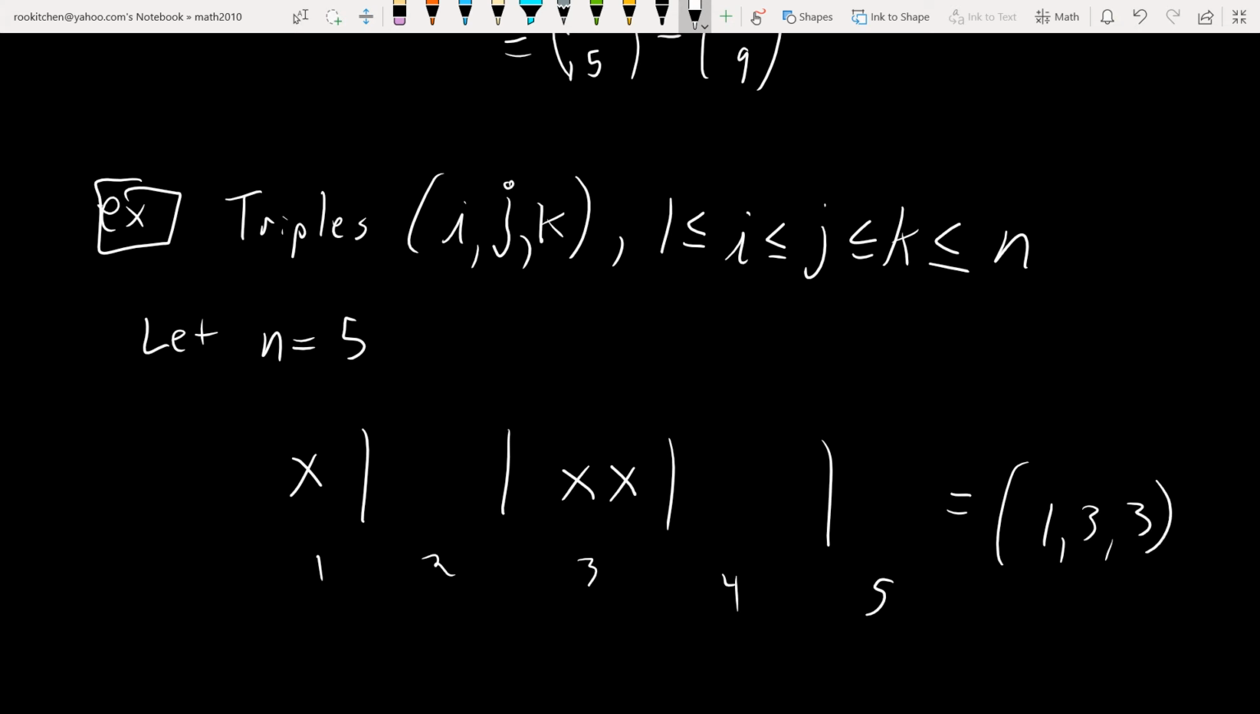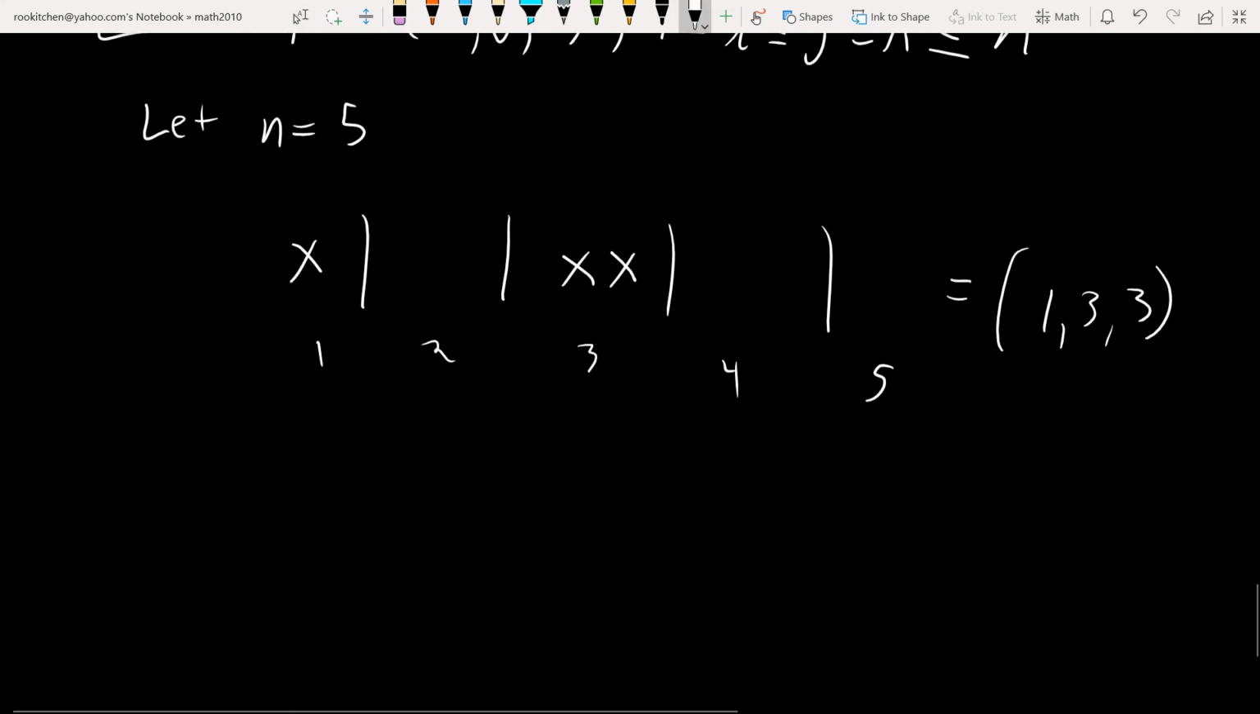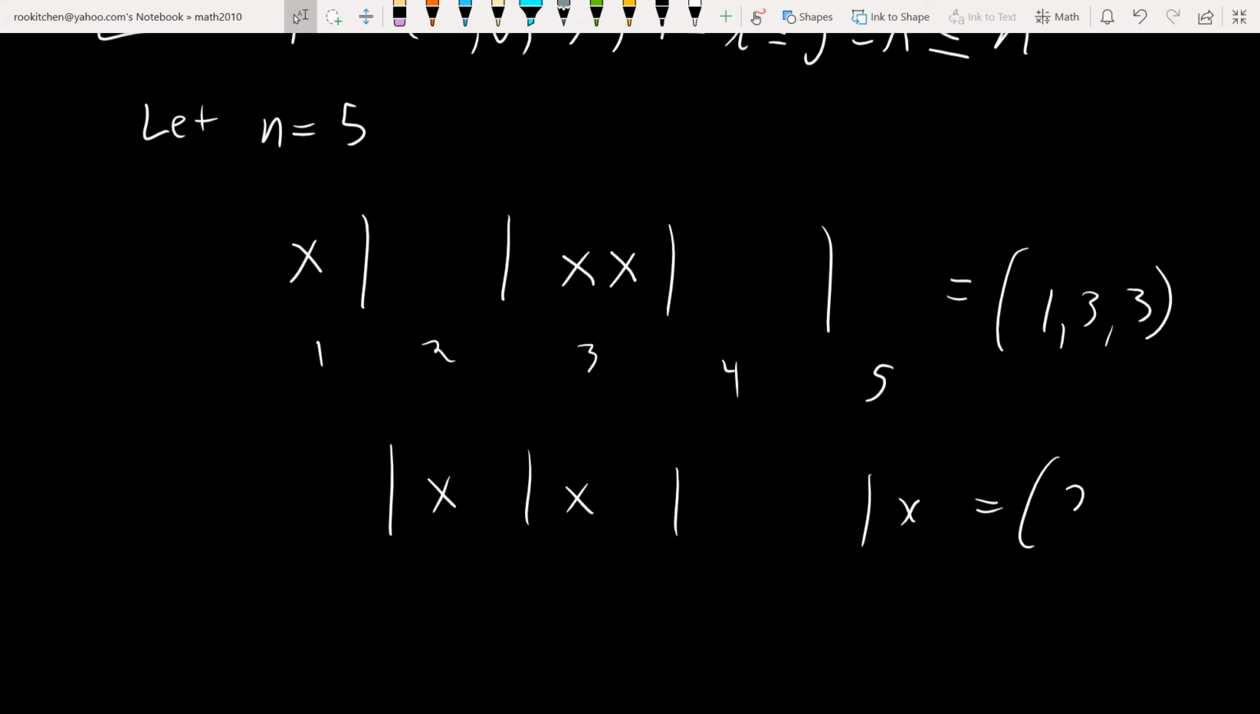Because it's a triple. So that ordered triple there is 1, 3, 3. Okay, and note it follows the restriction with the inequalities. 1 is less than or equal to 3, and 3 is less than or equal to 3, and then 3 is less than or equal to 5. And of course I is greater than or equal to 1. Okay, so let's look at another one. Slash slash slash slash. Let's say X, X and then X. Right. So that ordered triple would be 2, 3, 5.